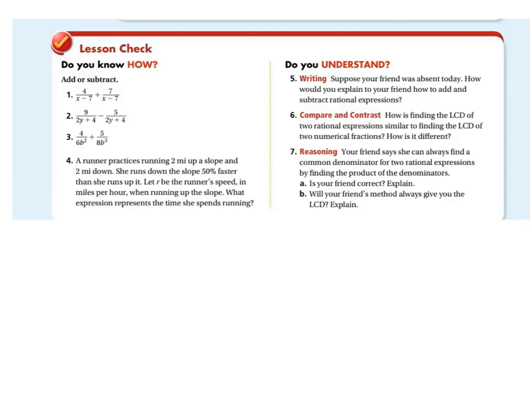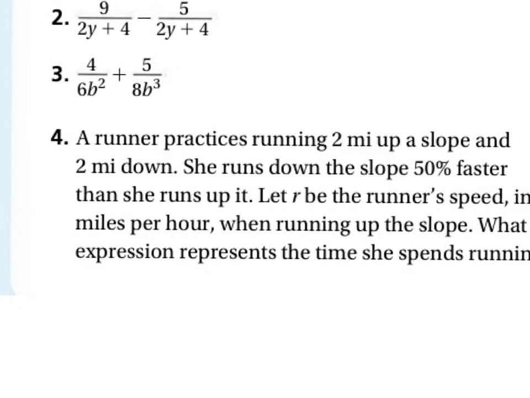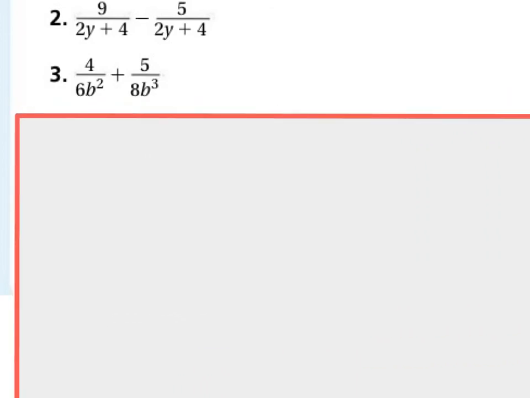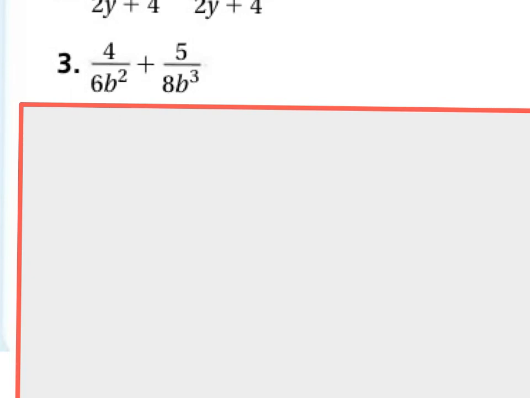So if we look at the lesson check, number 3 is one where we have different denominators, and these are back to monomials like we had earlier. And again, I know I'm going to need to get common denominators, so I'm just going to rewrite this so I've got a little bit more room.